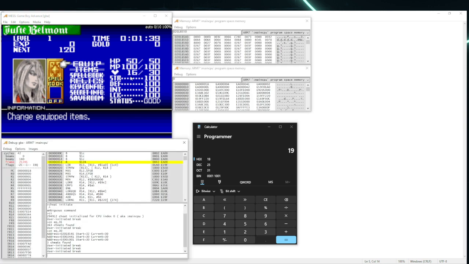So right now we're at 16. I know 16 is 10. So I'm going to look at these numbers here to see if I see a 10 anywhere, which would be the hearts.